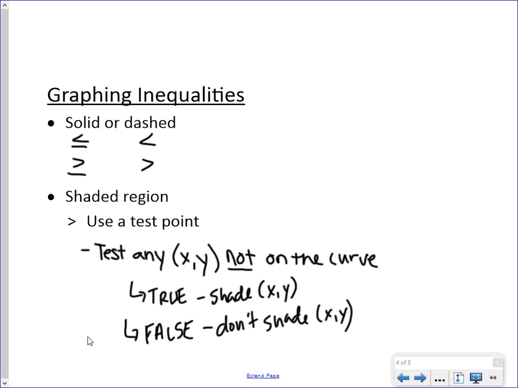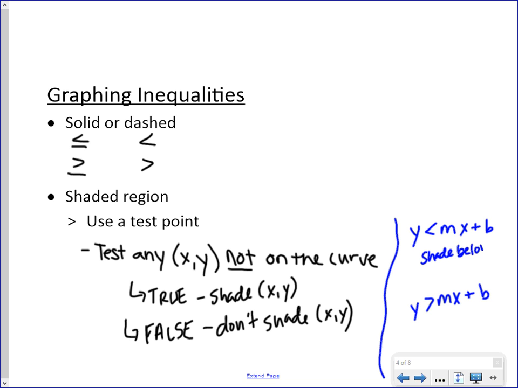You do have some shortcuts, just as an FYI, probably from Algebra 1. If it's linear, and I use these shortcuts too. If it's like y is less than mx plus b, I just shade below the line. If it's y is greater than mx plus b, I can just shade above the line. So less than or equal to is shade below the line. Greater than or equal to is shade above the line.